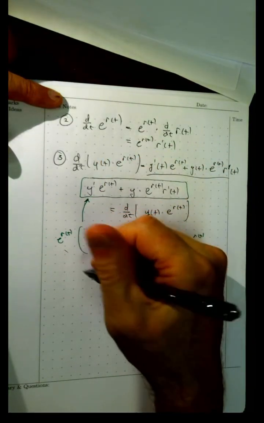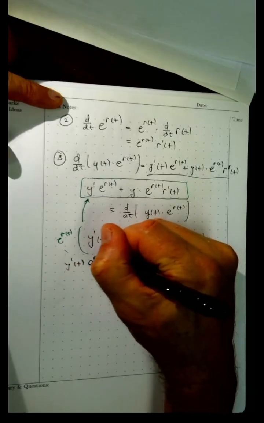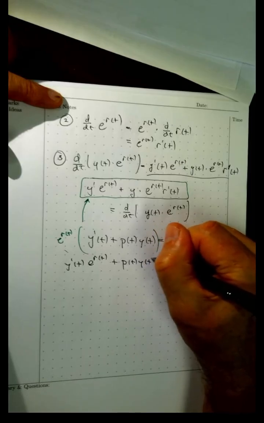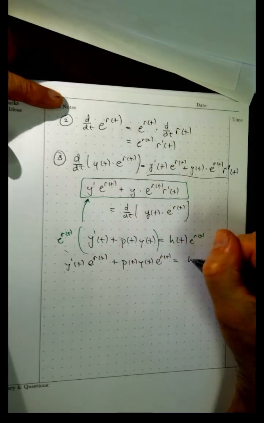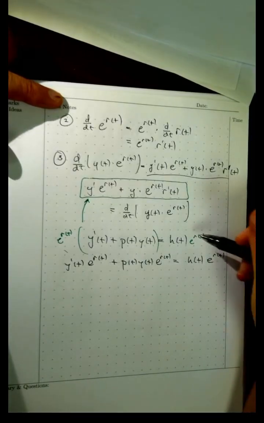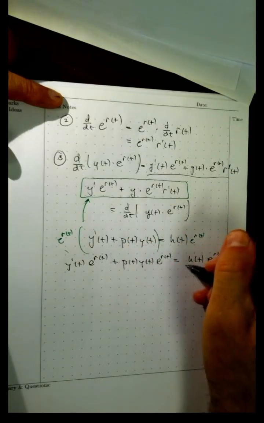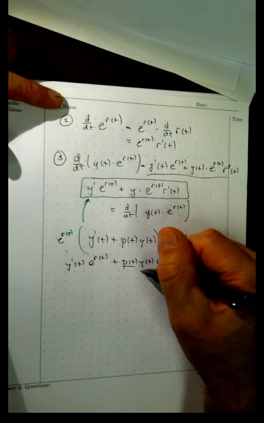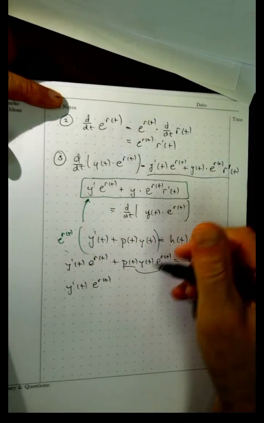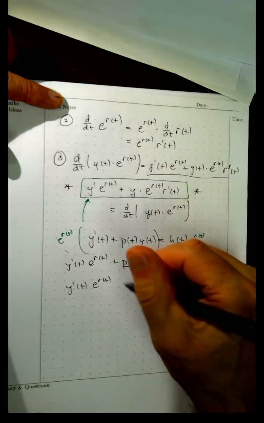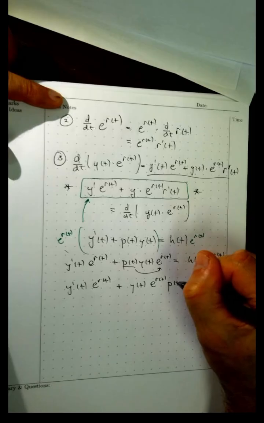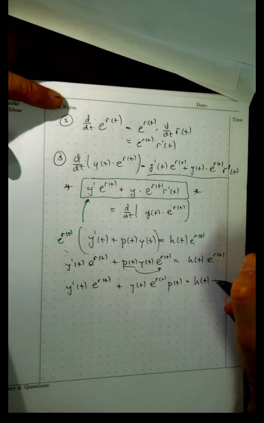So if I multiply this through, what do I have? I have y prime times e to the r plus p of t times y times e to the r. And then on the right-hand side, I'm just going to let that roll, and I'm going to hope I'm going to be able to deal with that later. That's going to be h times e to the r. Let me rewrite this slightly different by rearranging these terms. And the reason I want to do this is I want to make it look as much like this as possible. So this becomes y of t, e to the r of t, p of t equals h of t times e to the r of t.